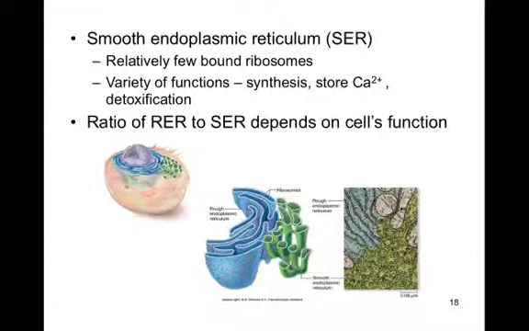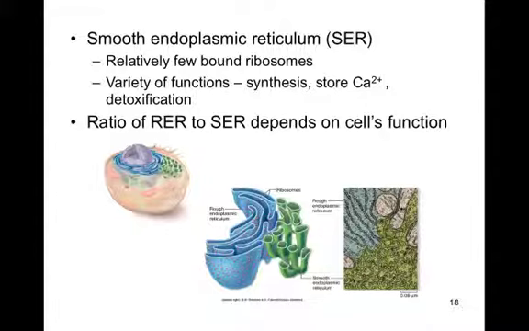Now, where might you expect to see a lot of smooth ER? Remember, all of these different components in the cell vary depending on the cell's function. But what sort of cells might have a lot of smooth endoplasmic reticulum? Think of an organ you know of that's involved in detoxification. That's right, the liver will have tons of smooth endoplasmic reticulum.